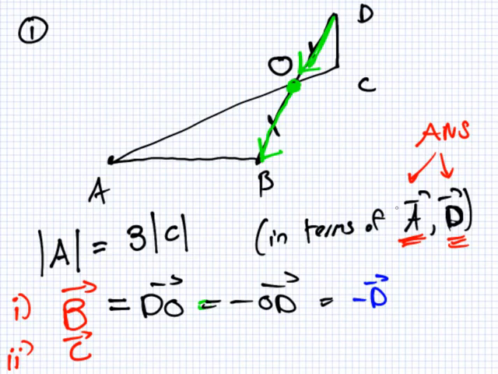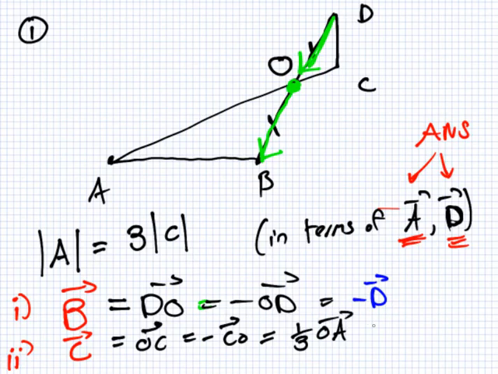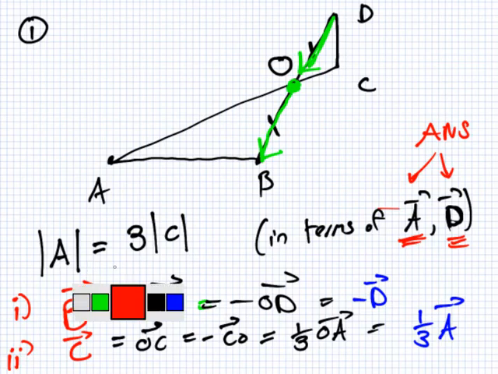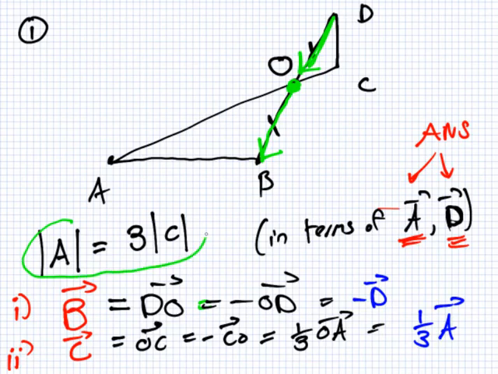Okay, right, so C is OC, which is the same as minus CO, which is the same as 1/3 OA, which equals 1/3 of A. How do you know it's 1/3? Because in the question I said A is 3 times the length of C.